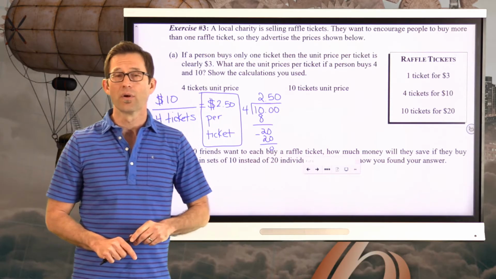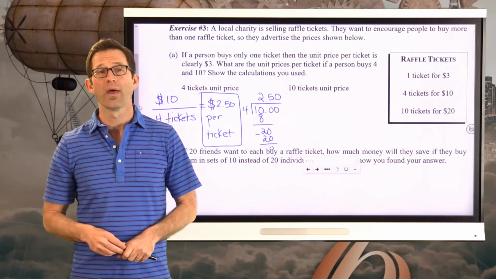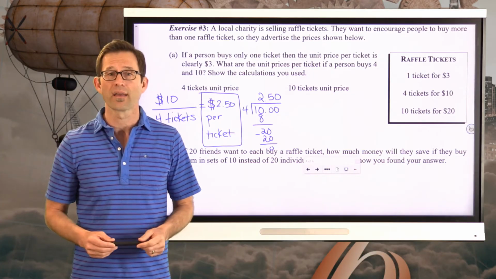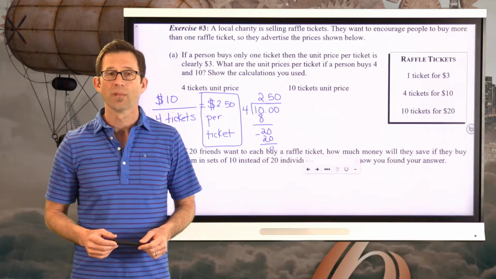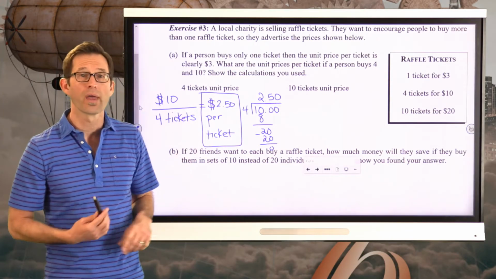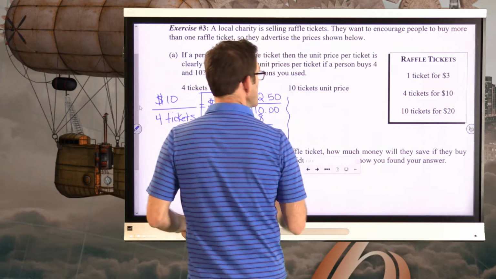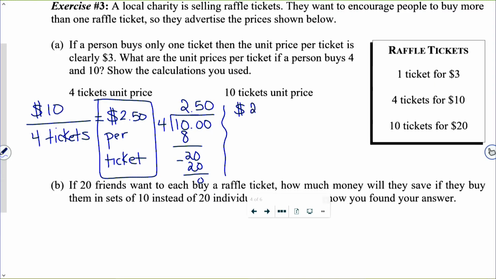Now the 10 ticket unit price, that one's pretty easy. So pause the video now and figure out how much I'm paying per ticket in that case. All right, well, let's set up the ratio just to make sure we have it. At 10 tickets, I'm going to spend $20. And now it's easy because 20 divided by 10 is a nice number. I don't have to do any kind of real work here. That's just $2 per ticket.